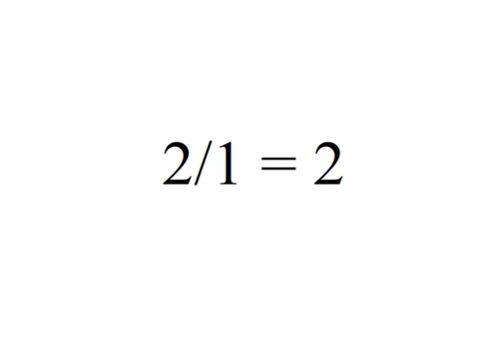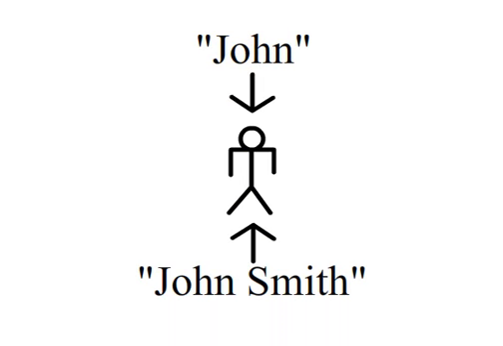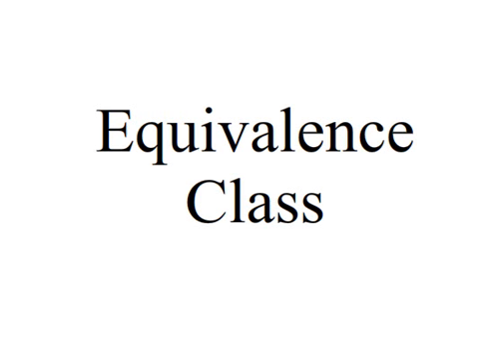Consider the fact that 2 over 1 equals 2. Remember the point we just made? 2 over 1 and 2 are just two names for one idea. The same way your first name can be John and your full name can be John Smith, but they're both your name. 2 over 1 doesn't just equal 2. 2 over 1 is just a more complicated way of writing 2. In mathematics, this is called an equivalence class.